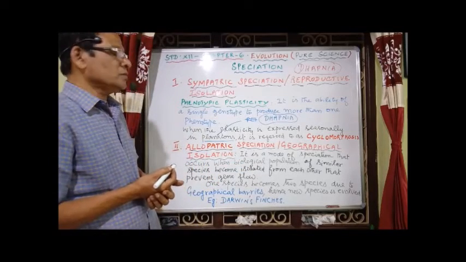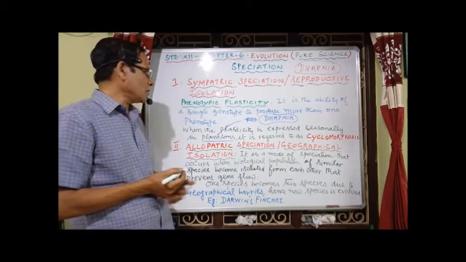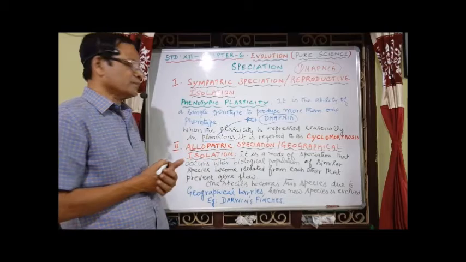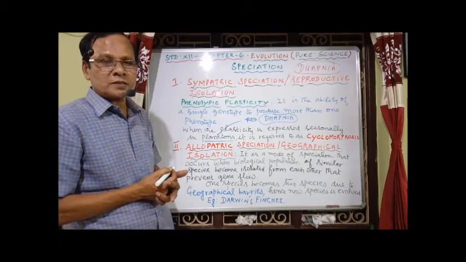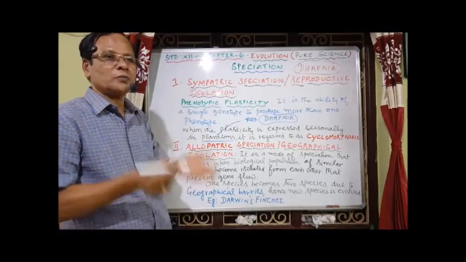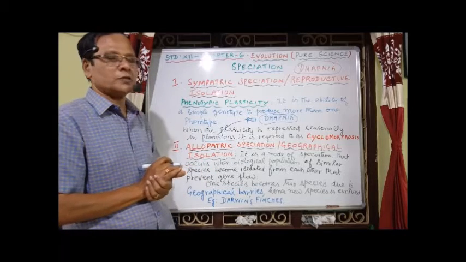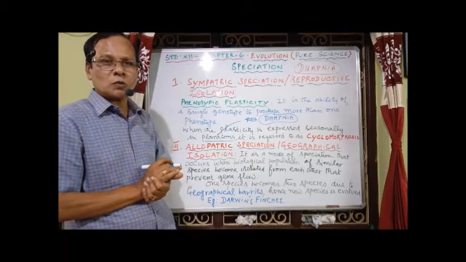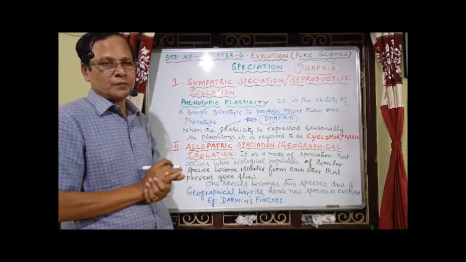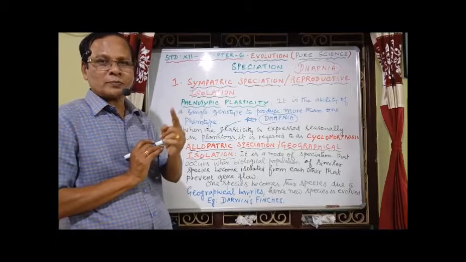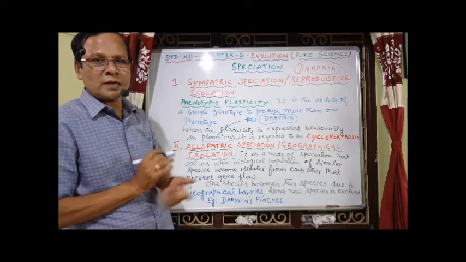Okay, now the second type of speciation, allopatric speciation, geographical isolation. The speciation that results mainly because of geographical isolation, followed by reproductive isolation. Both are operative to produce a different species. For example, we have the crow of three different regions. India, Bangladesh and Pakistan have one type of crow. In Myanmar, another type of crow.